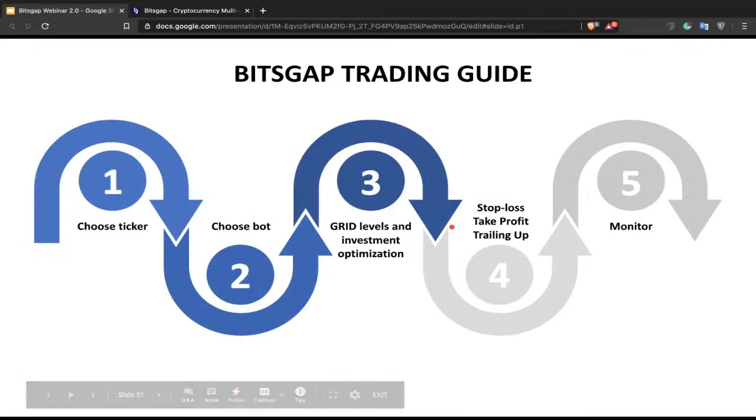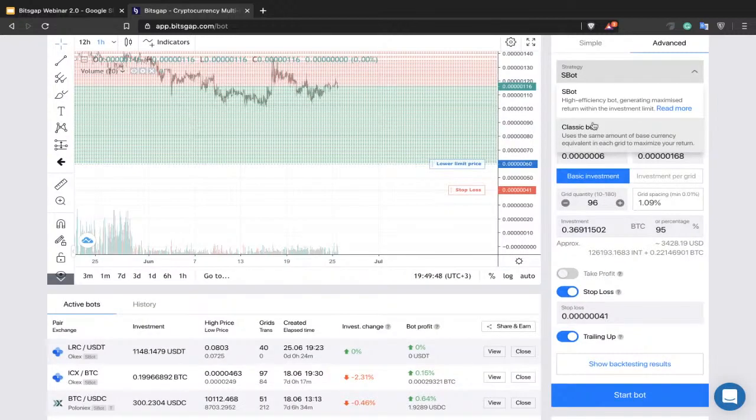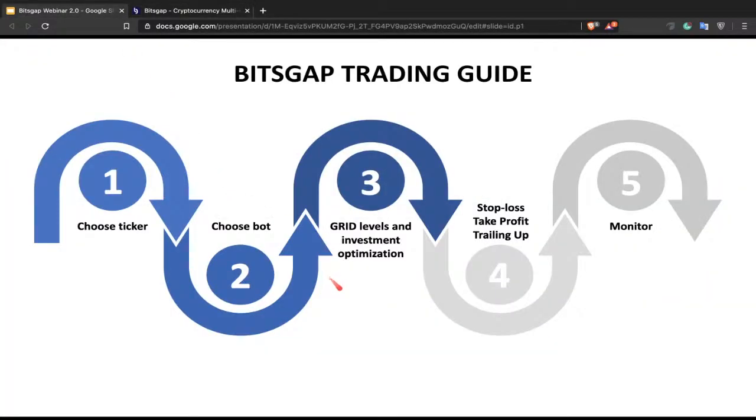And the idea here is pretty straightforward of how to use Bitsgap to achieve highest returns. Choose the ticker and then choose the relevant bot. And right now we have 2 bots. It's the S bot and the classic bot. And I will explain what makes them different in 5 minutes.